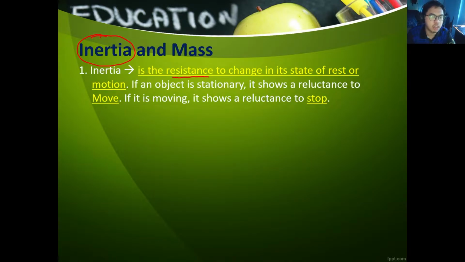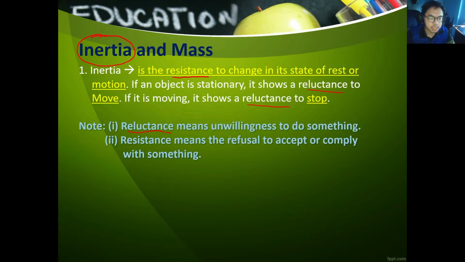Inertia is the object's resistance to change its state of rest or motion. If an object is stationary, it shows a reluctance to move. If it's moving, it shows a reluctance to stop. So inertia basically tells you how hard it is to make a stationary object start moving and how hard it is for an already moving object to stop. Reluctance means the unwillingness to do something, and resistance means the refusal to accept or comply with something.